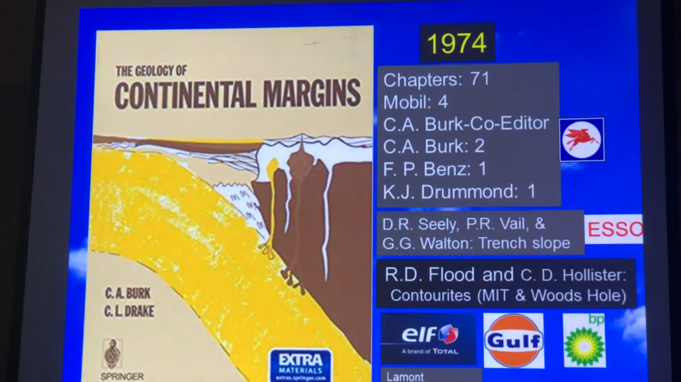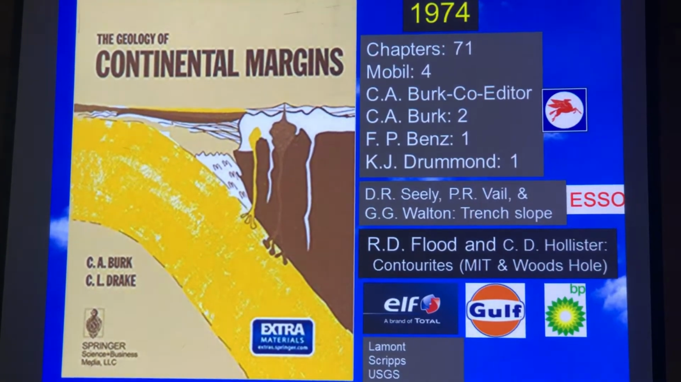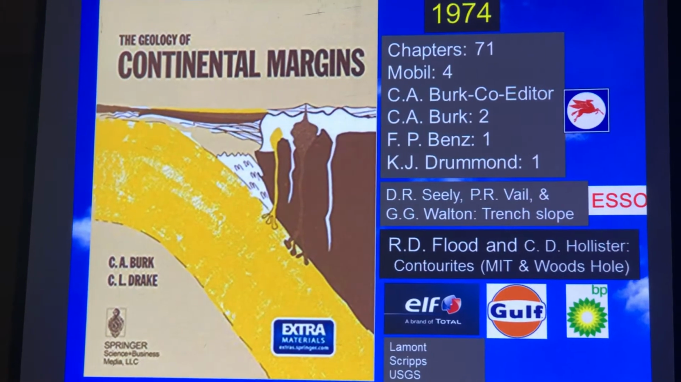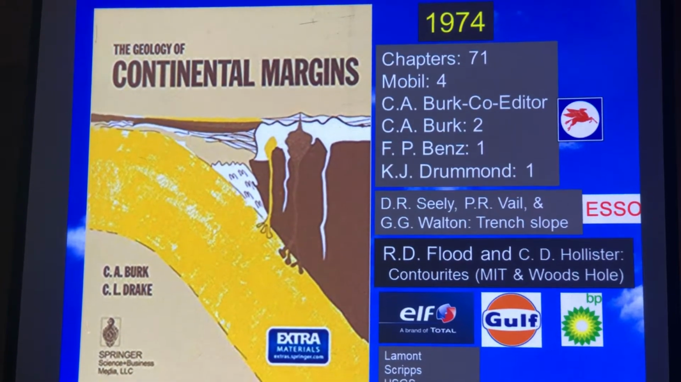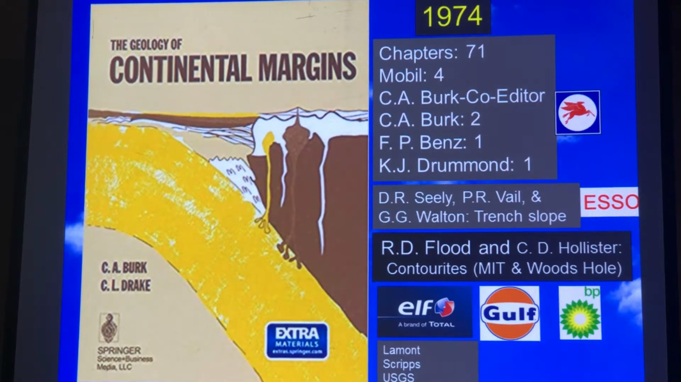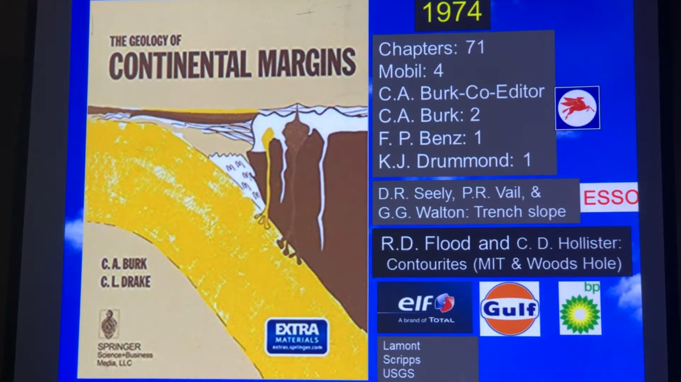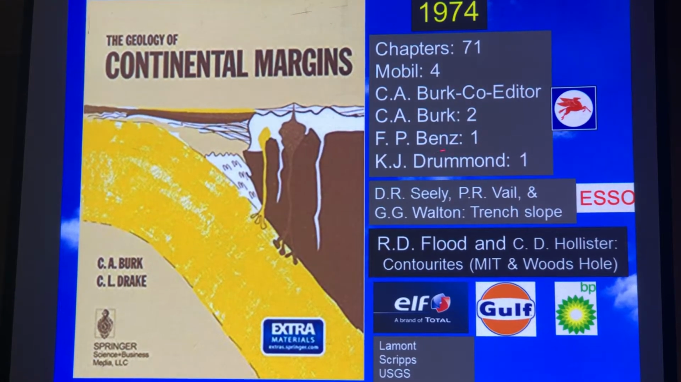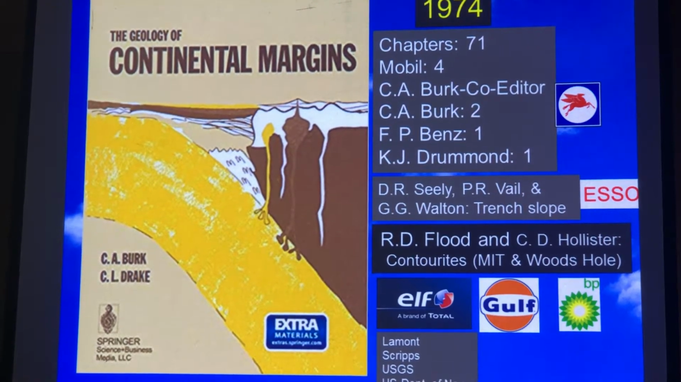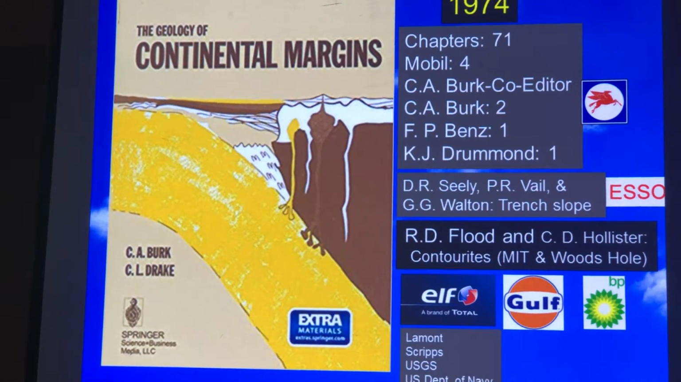Probably the first major compilation of deep sea sedimentation was published in this book called The Geology of Continental Margins. It was edited by Creighton Burk and Charles Drake. Who is Creighton Burk? He used to work for Mobil. And there are two other people, Benz and Drummond. They all worked for Mobil, and they contributed four chapters in this volume. There is a paper by Peter Vail. At that time, he was not popular, but he will become popular in just three years.